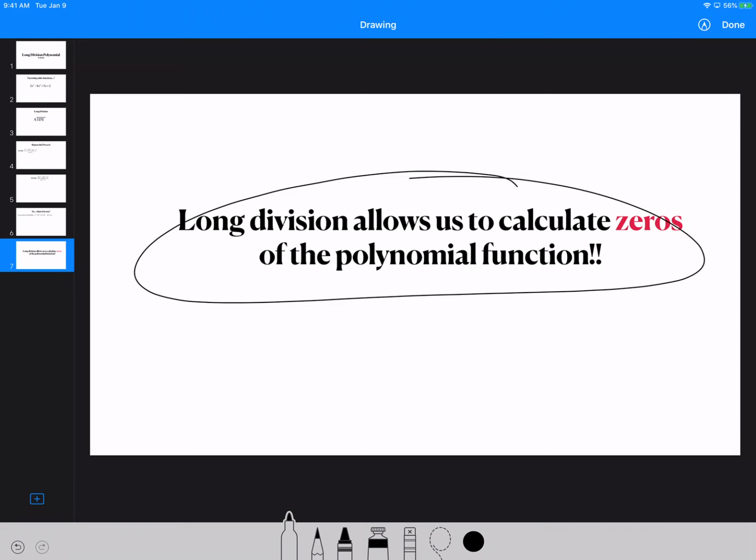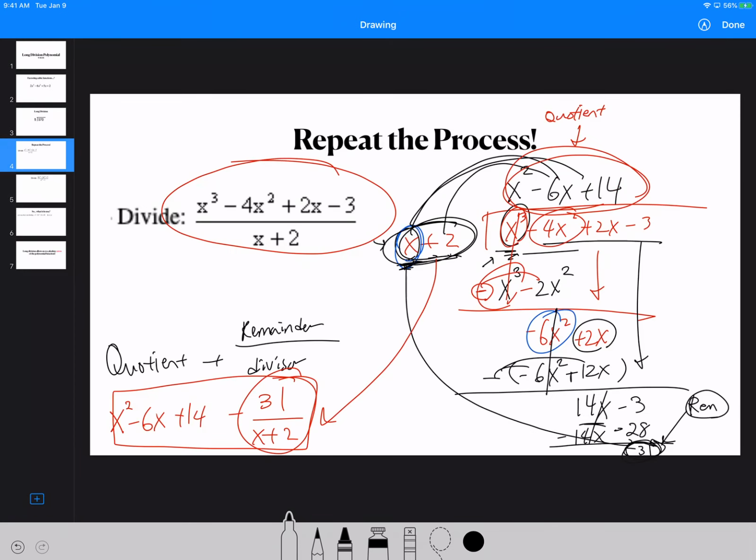So this is the main topic on which I want you to focus. But as again, today your homework is just going to be solely based on the technical aspect of long division.